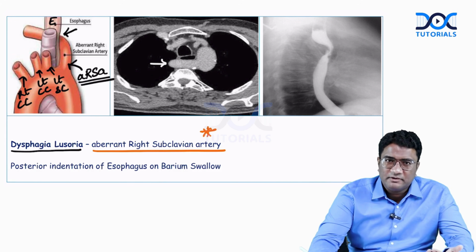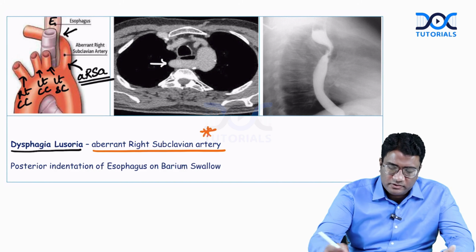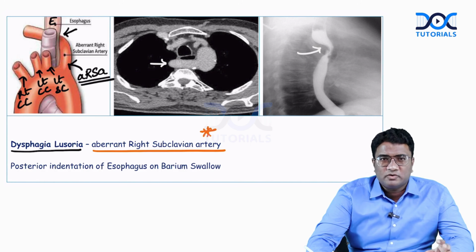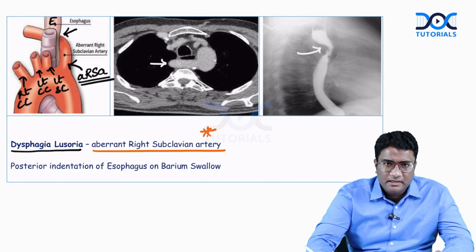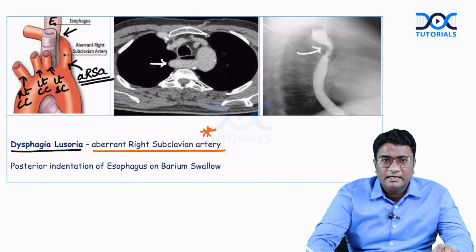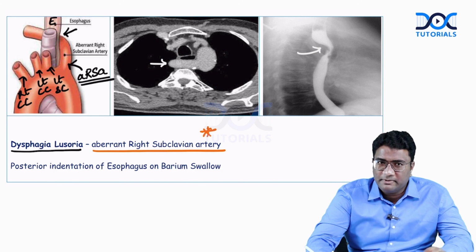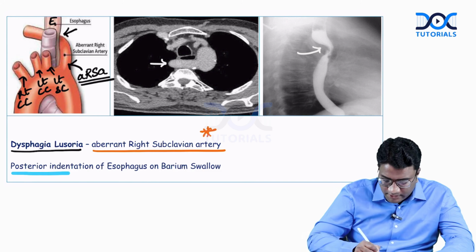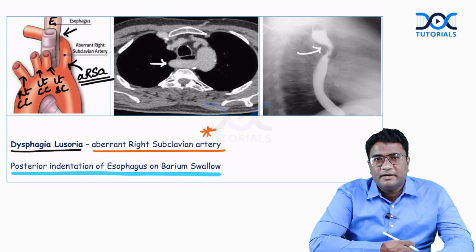Because the patient is presenting with dysphagia, you're getting a barium swallow study done. And what do you see on the barium swallow study? There is a posterior indentation of the esophagus. So in dysphagia lusoria, because the aberrant right subclavian artery goes posterior to the esophagus, there will be posterior indentation of the esophagus on the barium study. This is dysphagia lusoria.